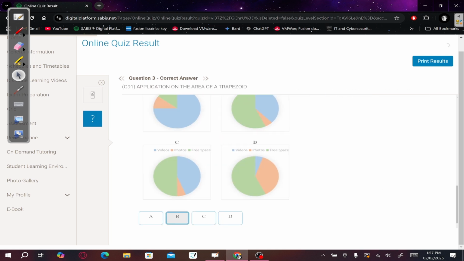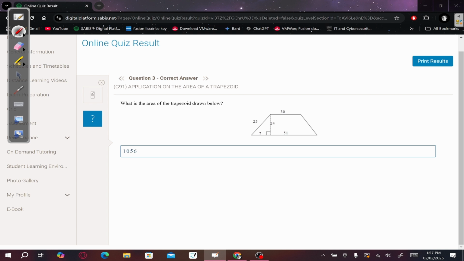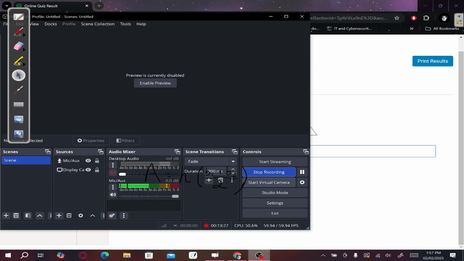Okay, question 3. If it loads. Application on the area of a trapezoid. So you know that the area of the trapezoid is equal to the height times the base 1 plus base 2 over 2. This you guys should know. So let me just see if it is not overloaded or anything. Okay, we're good. No worries.